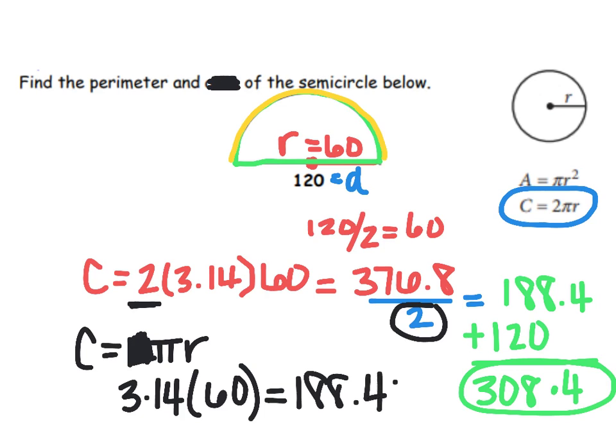Then add the 120 to that and you'll still get 308.4. If you don't think that way or that doesn't occur to you, just use the formula as is and then make your changes from there. Divide by 2 for a semicircle.